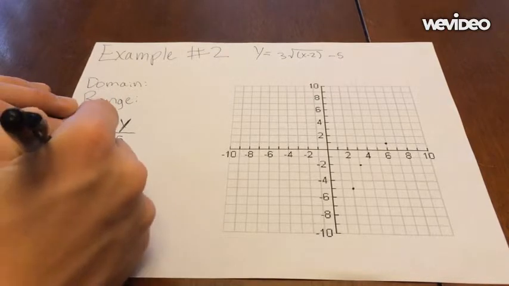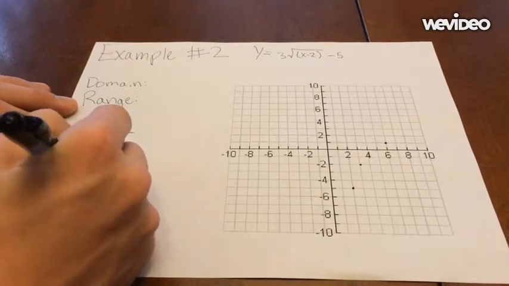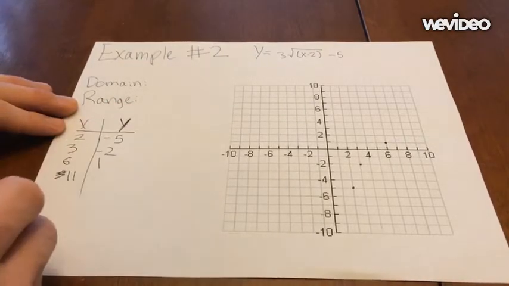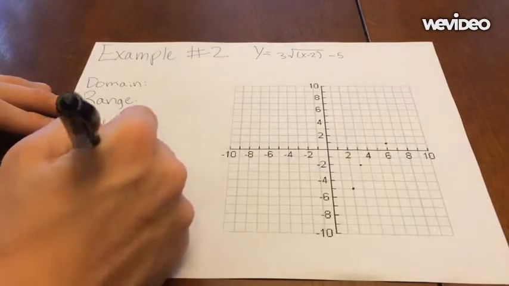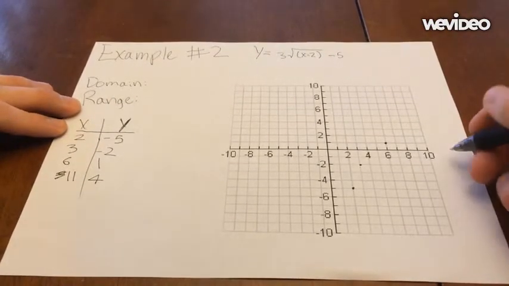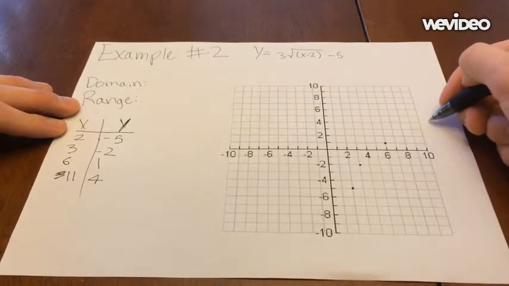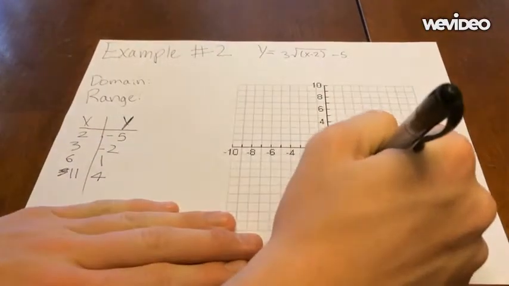And then we're going to plot the one that is 9 in the middle. So our x is going to be 9, or no, my bad. Our x will be 11, because 11 minus 2 is 9, the square root of 9 is 3, times 3 is 9, minus 5 is 4. So once again, this is going to be just a little bit out of our x boundary, but it really helps to plot. And then we're going to draw our line.